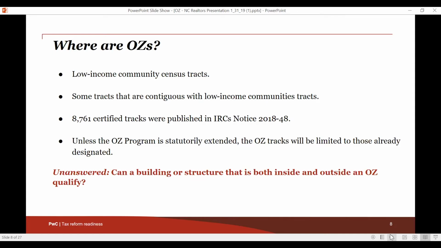Governors submitted their nominations to Treasury last March, and by last summer, all nearly 9,000 tracts had been approved by Treasury. At this point, we agree that it's highly unlikely that any additional tracts will be selected.